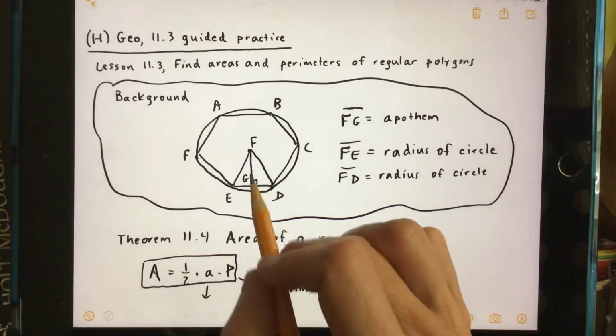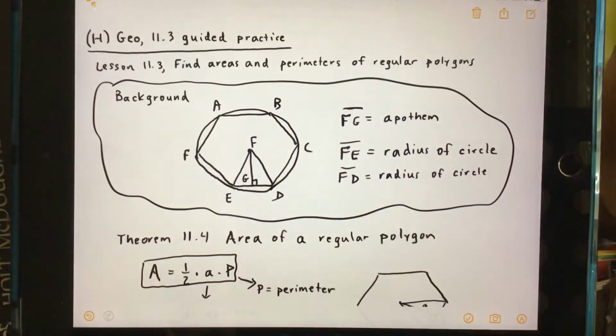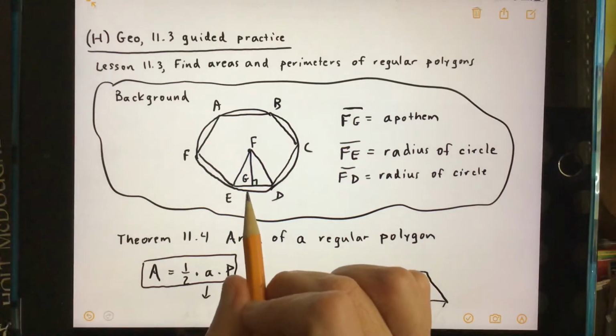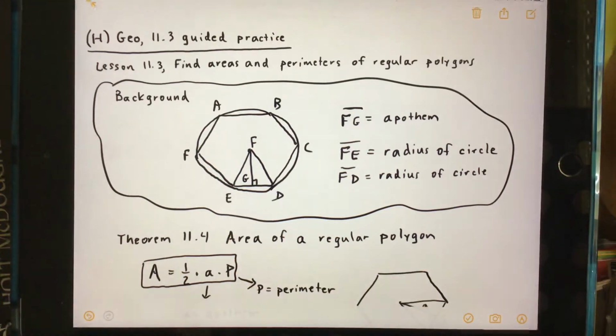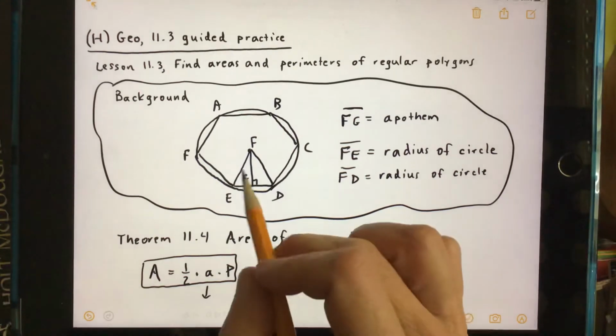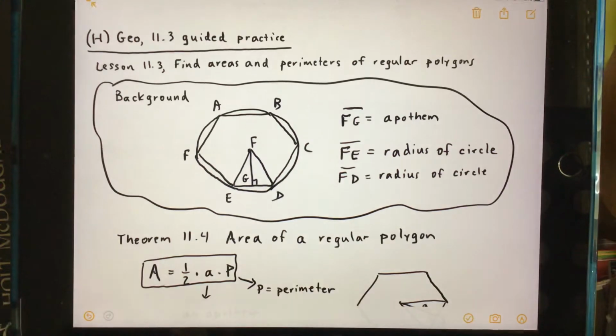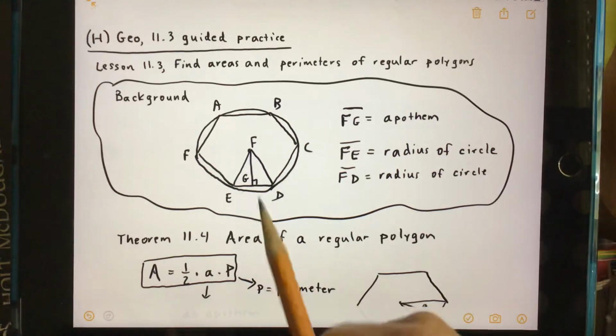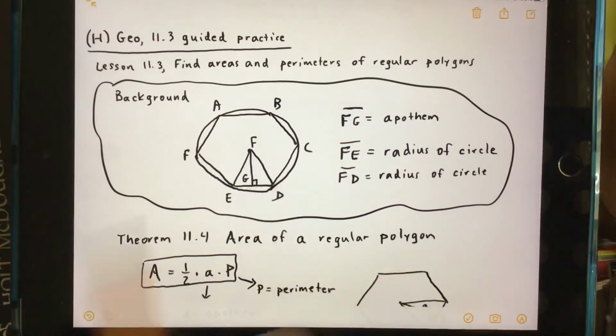This is called the apothem from F to G. From the center of the circle, from the center of the polygon, to the segment of the triangle that connects two of the vertices of that polygon. So we have a new name here from F to G, that's the apothem. We have some old words here also, just remembering from F to E or from F to D, that's the radius of the circle. Okay, so now we're ready to move into our one theorem for today.